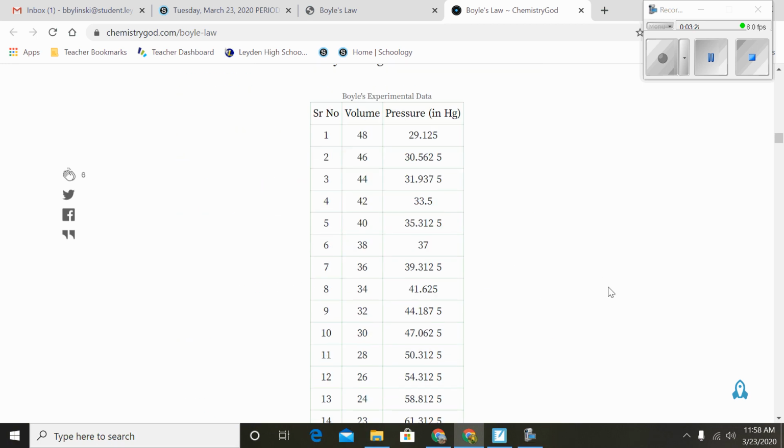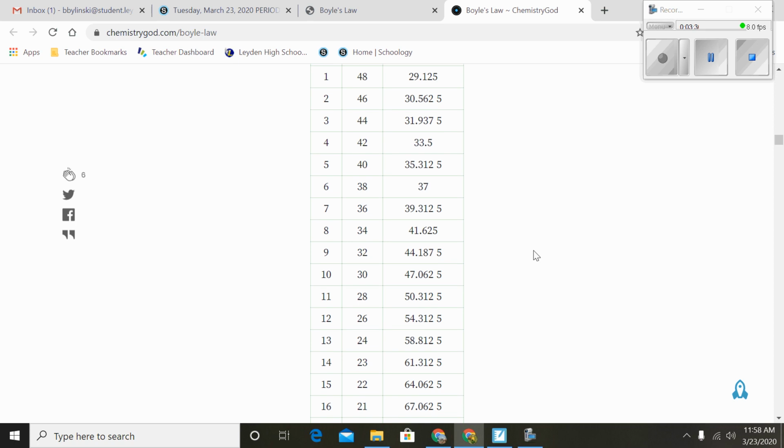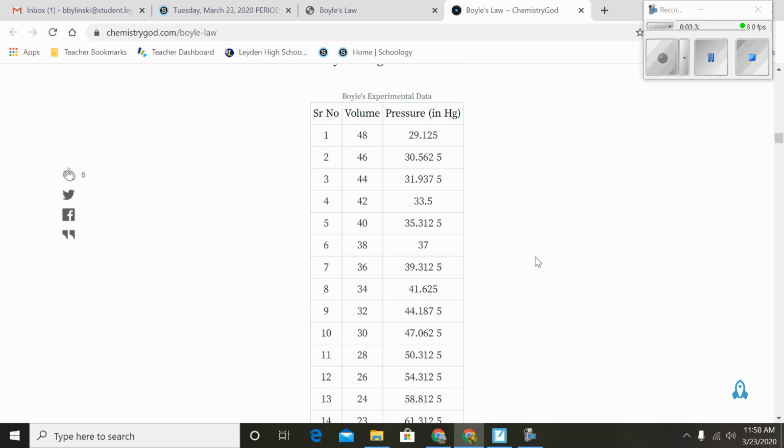Okay, this is his original data, so you can just see all the ways that he messed with the pressure and then watch the volume. But what also happened was, okay, so he's got pressure here and volume here. As he increases it, notice that the volume decreases. Well, what happens if you just apply some mathematics to this?